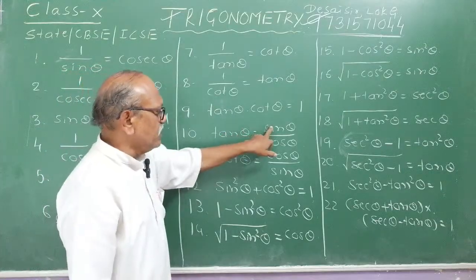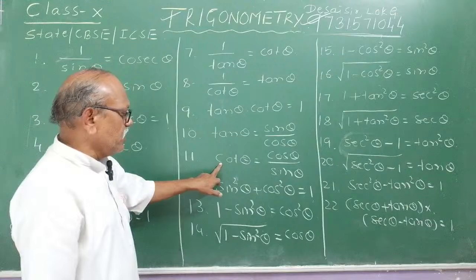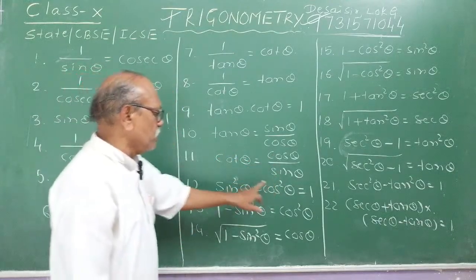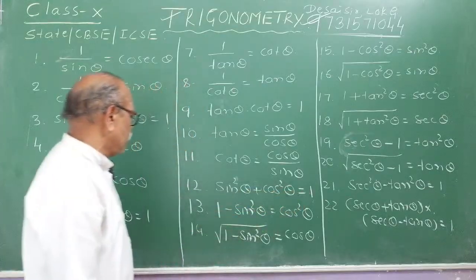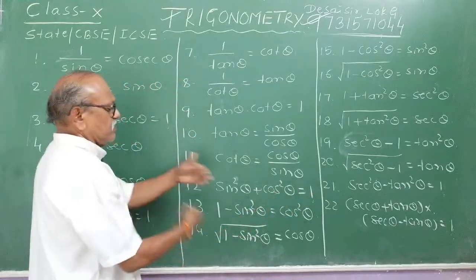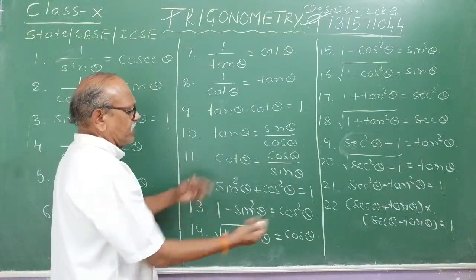Tan theta is equal to sin theta upon cos theta. Cot theta is equal to cos theta upon sin theta. 12th one, sin square theta plus cos square theta is equal to 1. 13th, you just take sin square theta to the right, means by transposition you can get different identities.